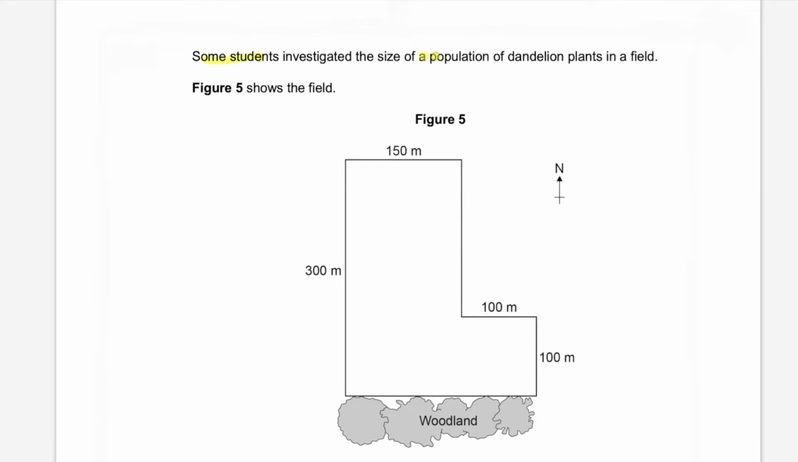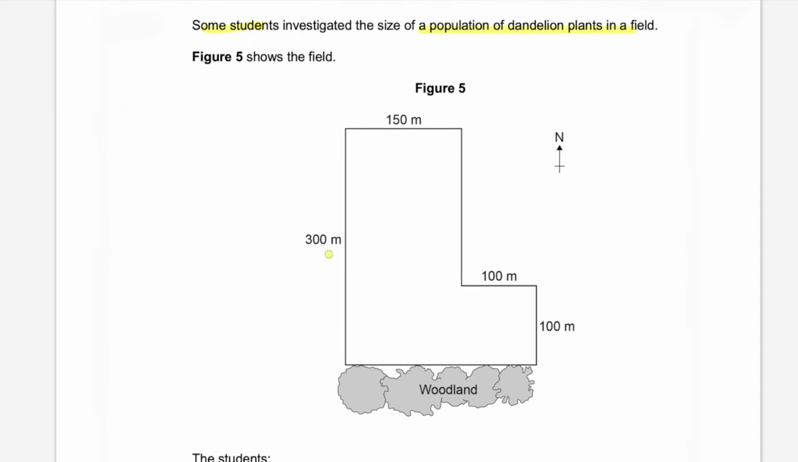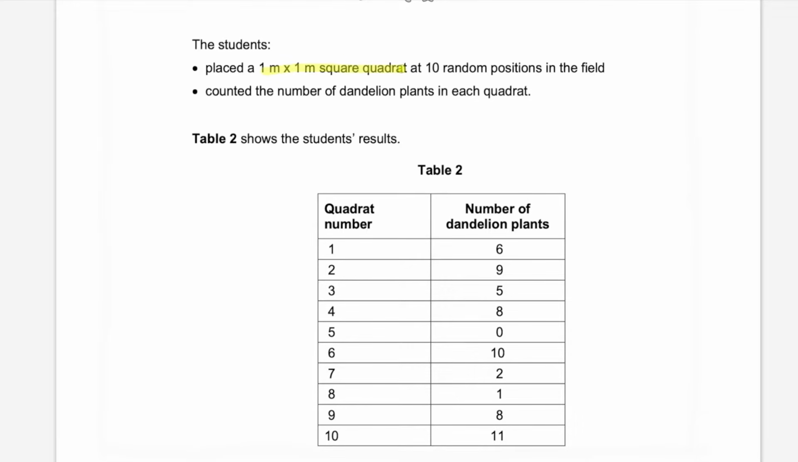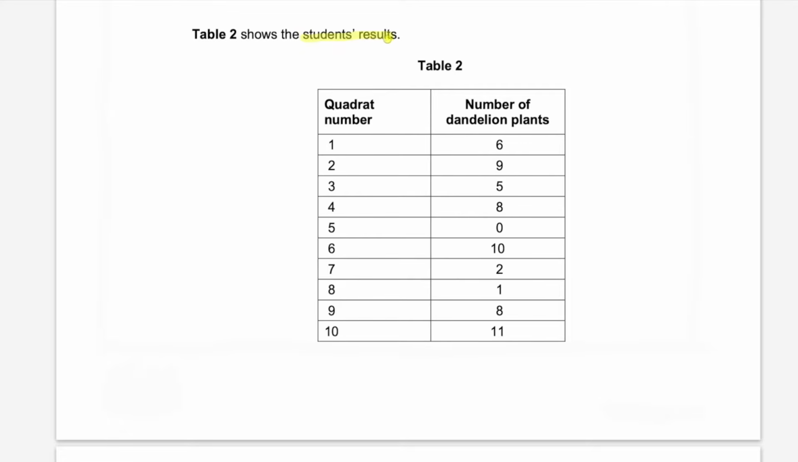Some students investigated the size of a population of dandelions plants in a field. Figure 5 shows the field. Notice the woodland to the south of the field, which will reduce the light intensity on the area of grass to the south of the field, which could affect the dandelions. The students placed a 1 meter by 1 meter square quadrat at 10 random positions in the field. Counted the number of dandelion plants in each quadrat. Table 2 shows the students' results. We can see the 10 quadrats and the number of dandelion plants, which ranges massively.